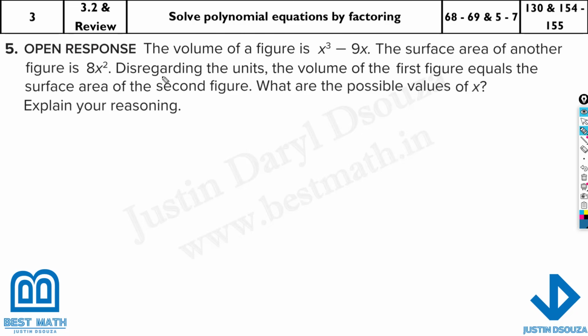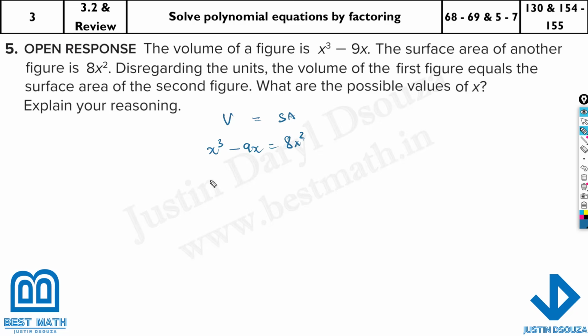It's very important to understand it's disregarding the units because the units over here are in terms of cubic and over here it's squared. You can't equate them. They're two different quantities altogether. Area and volume are not equal. Now here they are just telling units are not considered. So therefore we can just equate these terms. That's it. So volume equals surface area, that will be x power 3 minus 9x is equal to 8x squared.